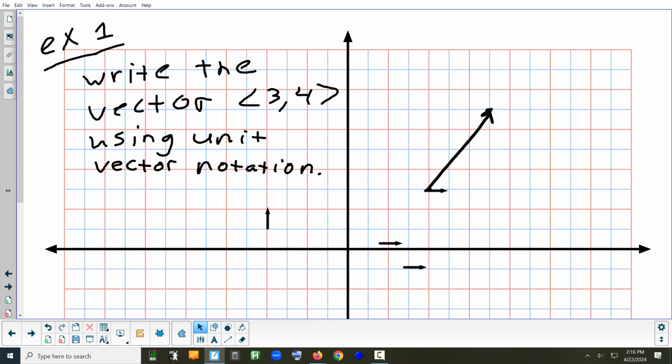So there's 1, 2, close enough, and 3. Okay, so there's 3 of those i's stacked together. And what do you think you would call that vector on the bottom now? 3i. Yes. 3i plus, we have to add something on the end of it.